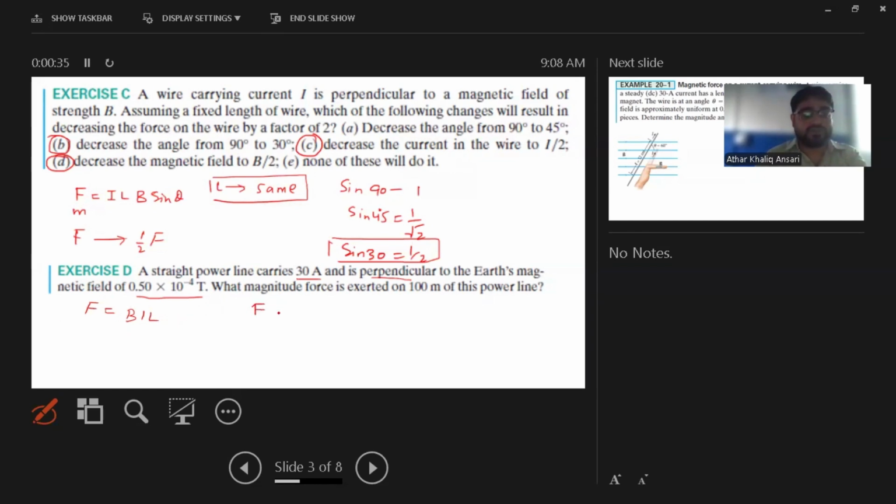So force F is equal to B, which is 0.5 times 10 to the power minus 4 Tesla. We can also say 0.5 Gauss, because this is 10 to the power negative 4. The current is 30 ampere, perpendicular to this magnetic field, in the straight power line. This is the current carrying conductor. And now the magnitude of the force exerted on the 100 meter length. Can you please check the answer? This will be 0.5, 0.05, I think 0.15. Can you please check it out?